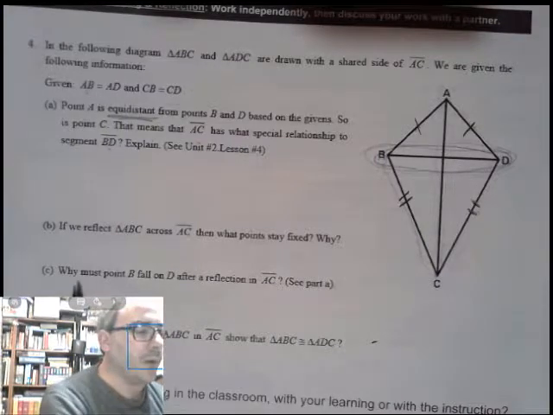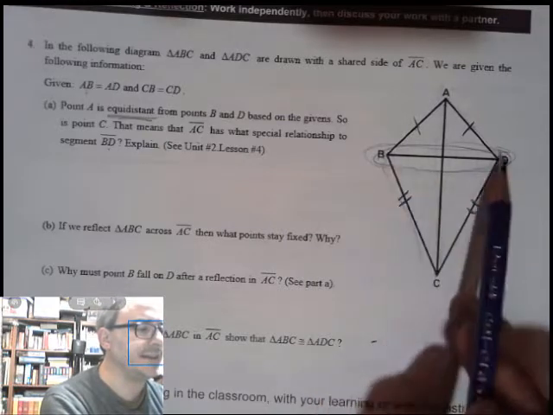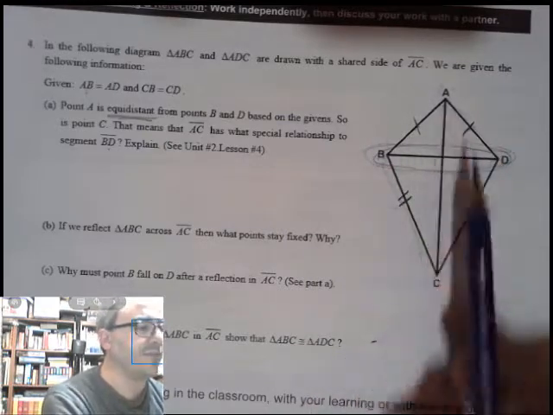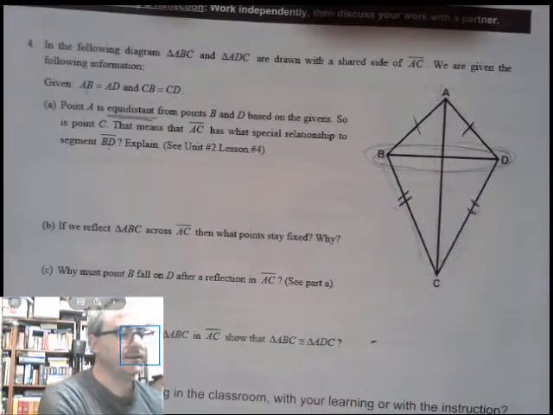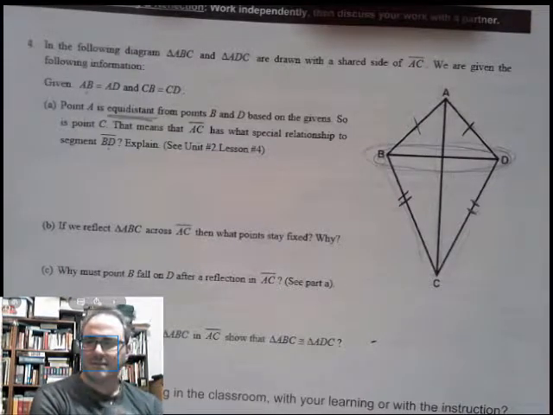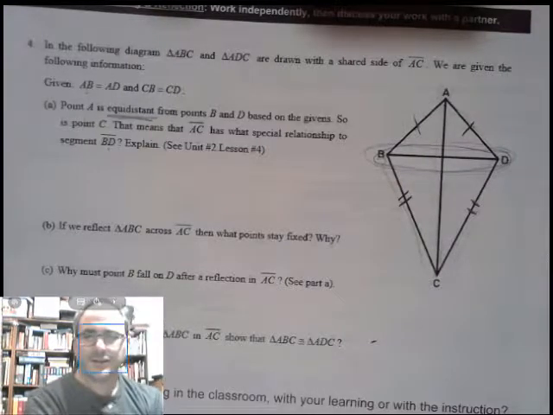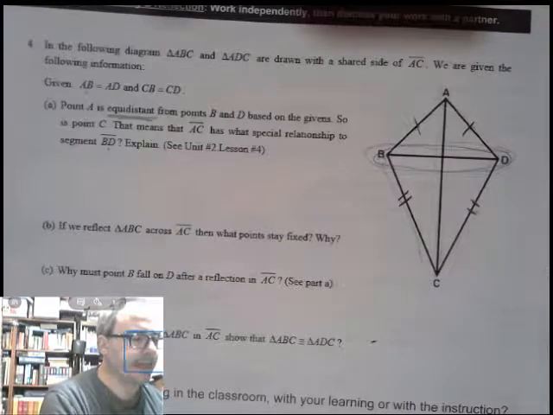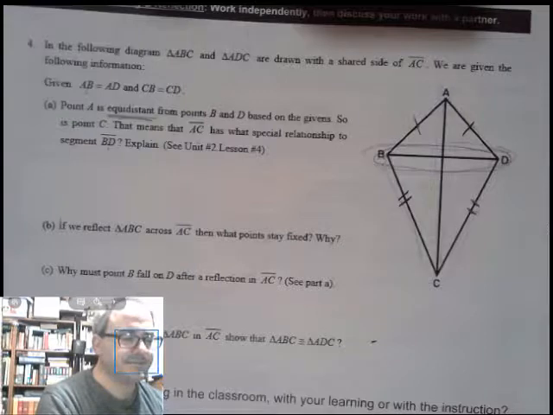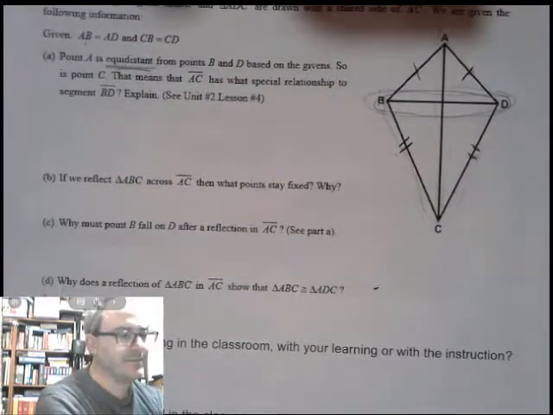Unpausing. Why must point B fall on D? Why would this fall on this after a reflection over AC? You're going to say something about it being the same distance, it being a line reflection, it mapping onto one thing or the other. Use our terms here. Pause if needed.